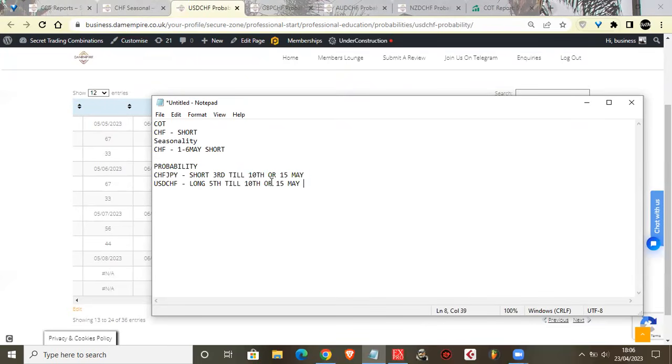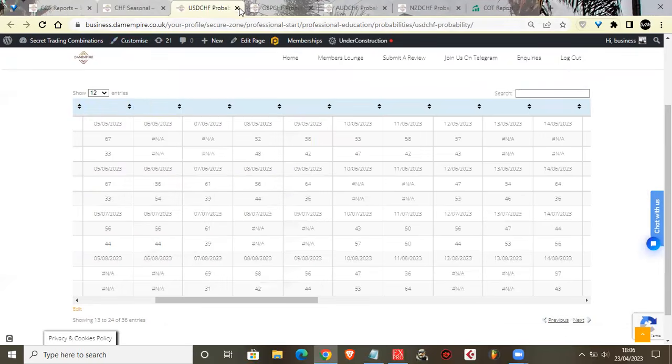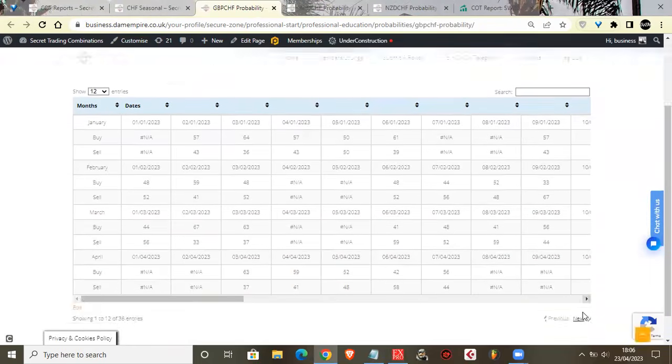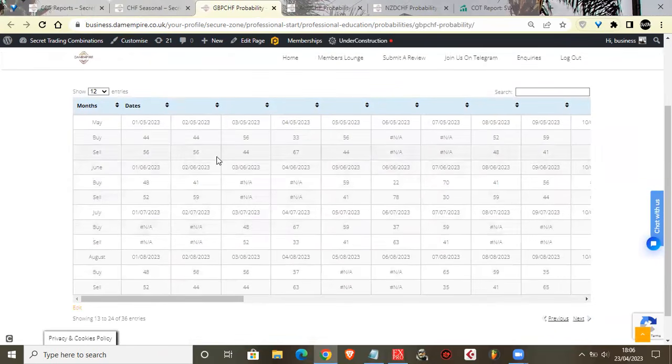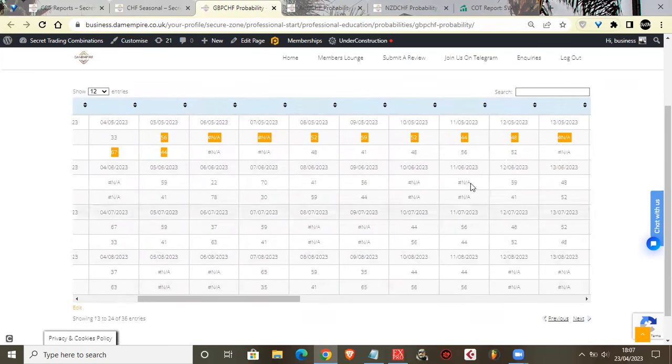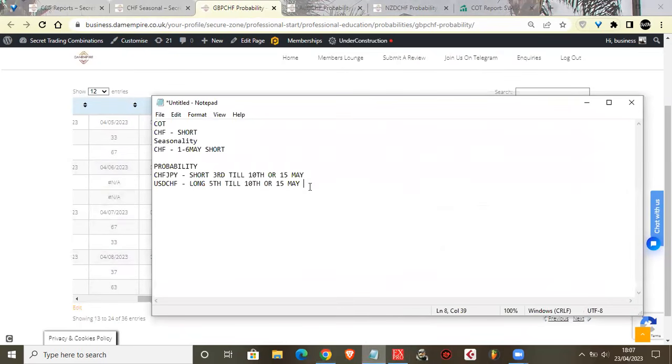Now, keep in mind, this is primarily for educational use only. You can trade this if you want to, but I'm primarily just showing you my way or my perspective of looking at the market. So the next asset is GBP CHF. GBP CHF doesn't look that good until the 5th as well. So yeah, but after that it breaks down, but it should be enough to pull us through.